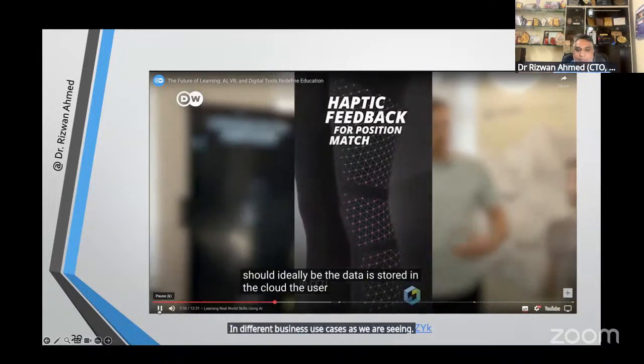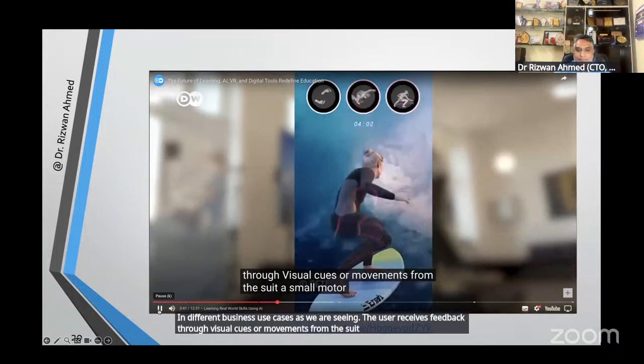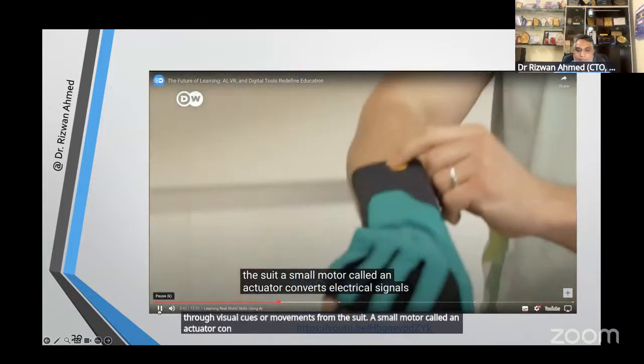Cloud. The user receives feedback through visual cues or movements from the suit. A small motor called an actuator converts electrical signals into motion.